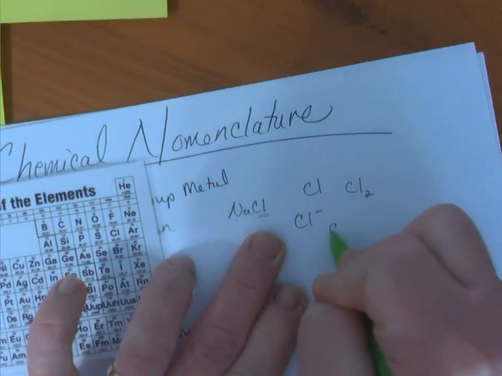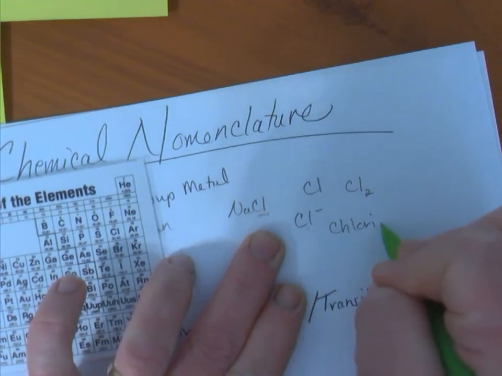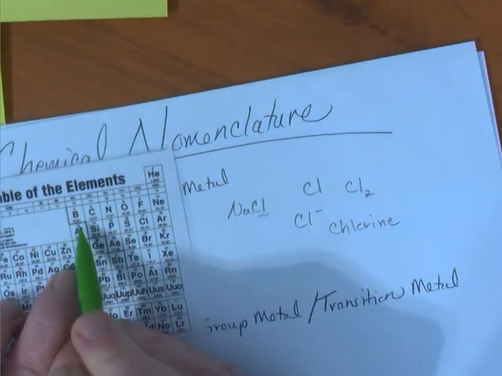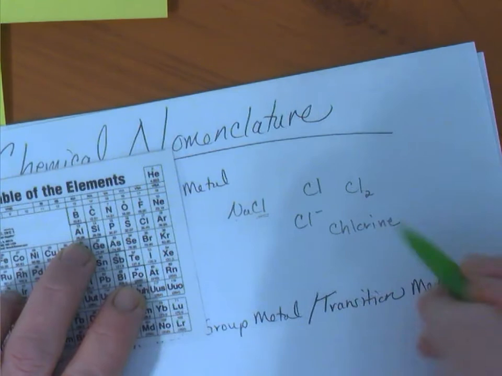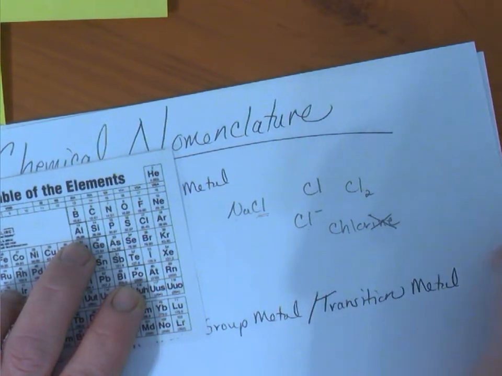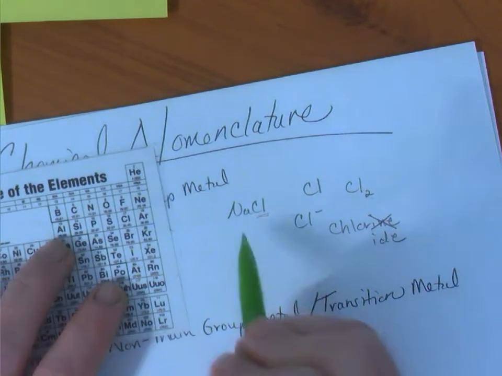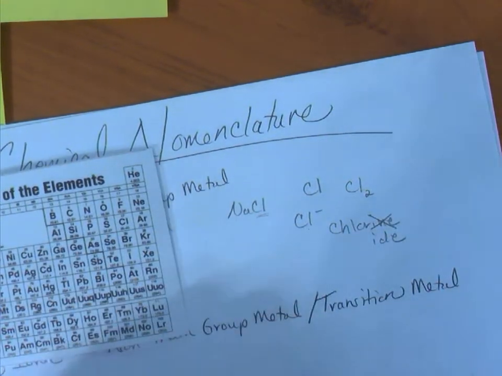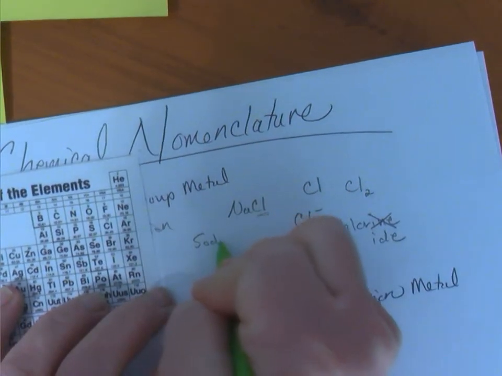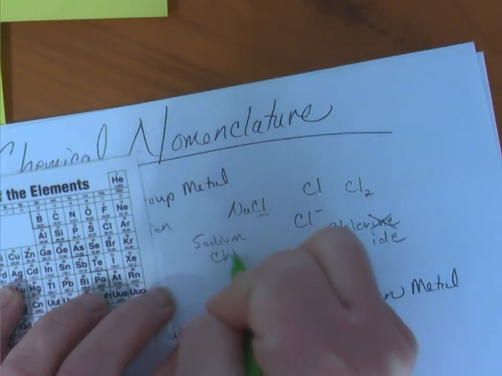So if you remember how we name an anion, a monoatomic, a single atom anion, we drop the ending of the element and replace it with "ide." So that is chloride. So this is the sodium ion and the chloride ion, but we drop the word ion, and this is sodium chloride.